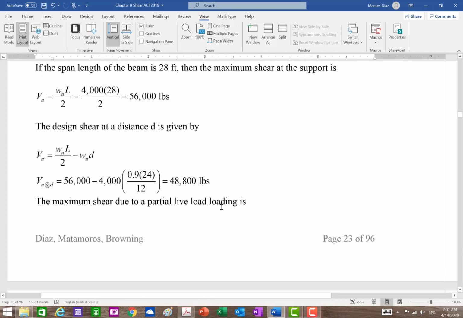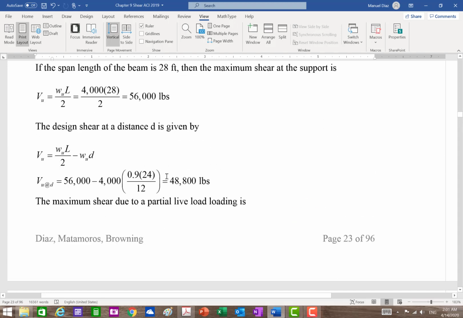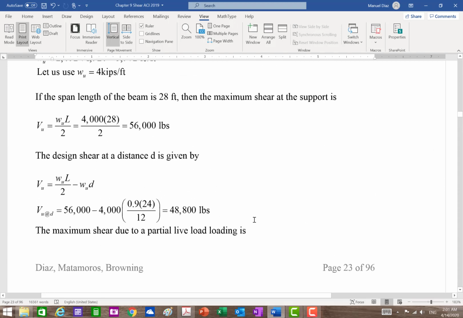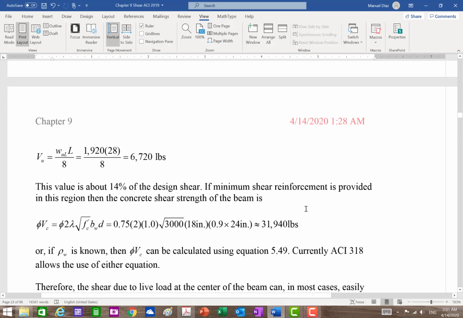Now if I do the partial live load, I will get something in the middle, and that value will be this value. So this value is only about 14% of this one. So it's not a big value. So usually you use minimum reinforcement, and you can cover that number. And that's why we normally do that, because in this case, for example, the beam already has a strength of 31, almost 32, compared to 6, we are good. Even half of this is already bigger than this. So normally we are good, okay?